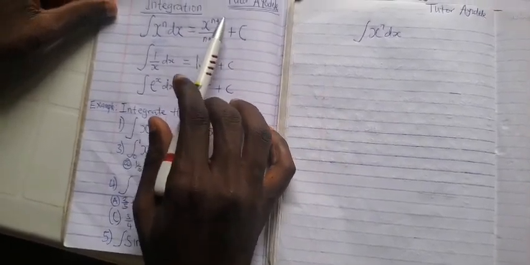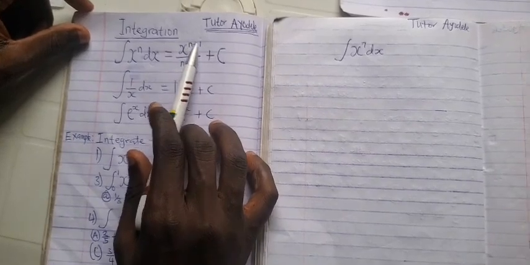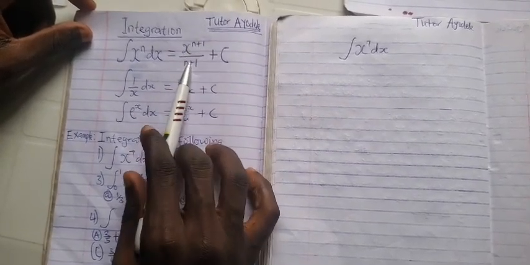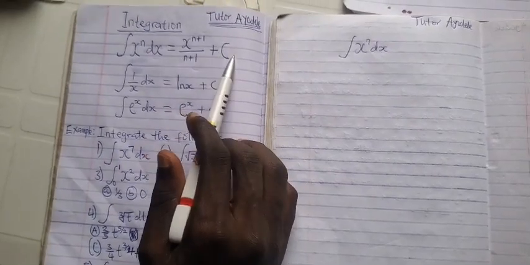You will now divide by everything that is there. This n plus 1. After you have added the 1, it becomes n plus 1. So you now divide by n plus 1, which is this. Include your constant, please. Whenever you are integrating, include your constant.